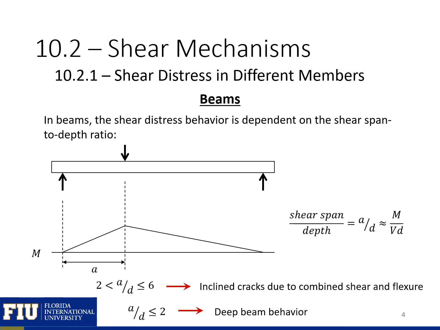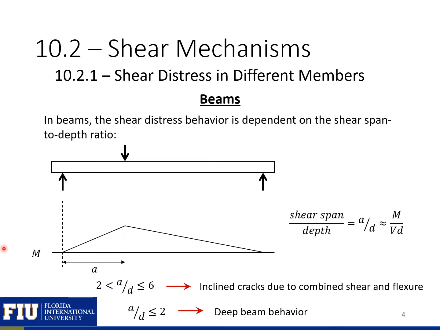We'll start our discussion on shear by looking at the shear distress that we see in different members, and we'll start with beams. In beams, we have shear distress behavior dependent on the shear span to depth ratio. The shear span is the distance between a point load and the closest support here. So this is our distance a, our shear span, and our depth is just the distance between our extreme compression fiber and our tension steel.